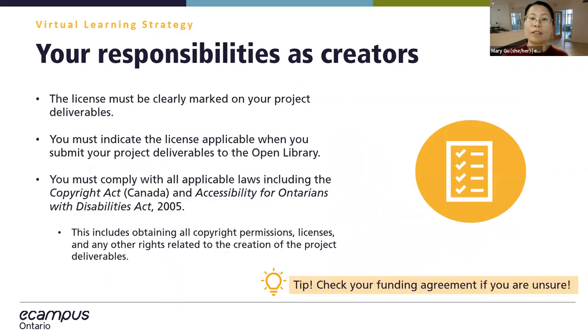But you also have responsibilities as creators. For us, this means that the license that you select for your project outputs must be clearly marked on all of your project deliverables. This is really to your benefit as well as the benefit of the users. If you think about it, for somebody who downloads your resources from the Open Library, it makes it really easy for them to understand what uses are allowed if the license is clearly marked on all of your deliverables.